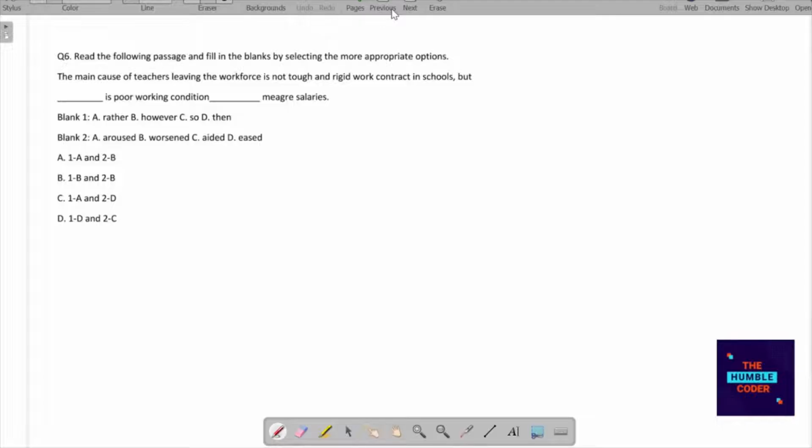So the main cause of teachers leaving the workforce is not tough and rigid work contracts in school, but rather is poor. So if we read the complete sentence, the main cause of teachers leaving the workforce is not tough and rigid work contract in schools, but rather is poor. The statement is trying to say that it is not tough and rigid, rather it is poor working condition dash meager salaries. So for the second one, the option can be working condition aided meager salaries.